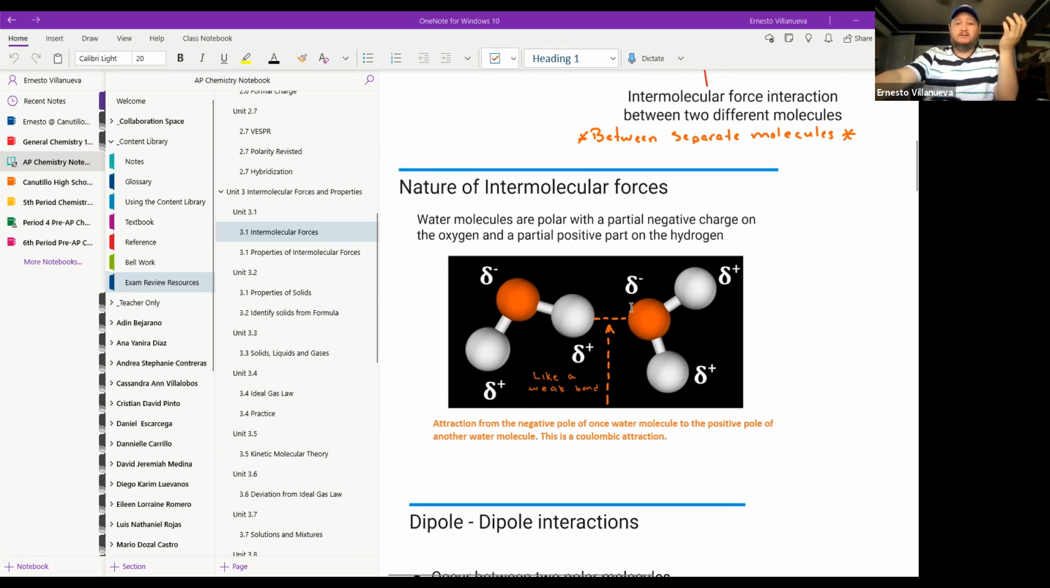Is this thing moving? Are you seeing the page scroll up, or is it stuck on the water molecules? No, it's on the water molecules. Okay, let me see what's going on here.